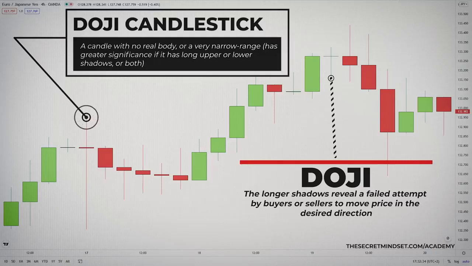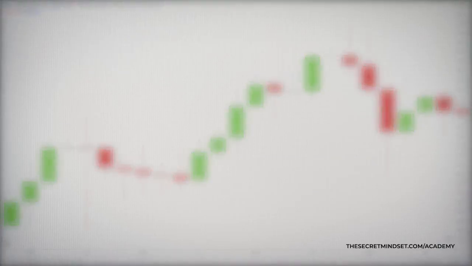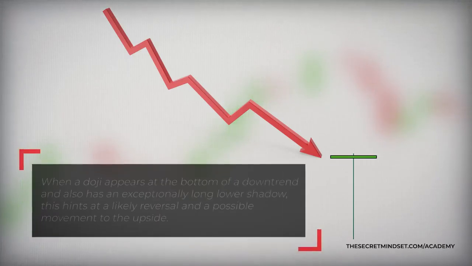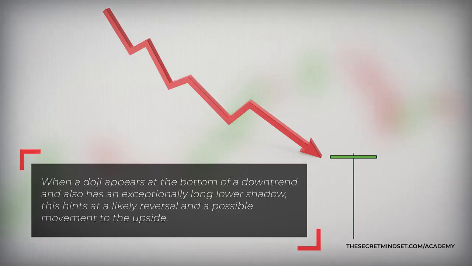The meaning of the failure on one side or the other, or on both sides, affects how the current trend is viewed and what it means in terms of the likely reversal. For example, when a doji appears at the bottom of a downtrend and also has an exceptionally long lower shadow, it shows that sellers tried to move price lower but couldn't. This hints at the likely reversal and a possible movement to the upside.